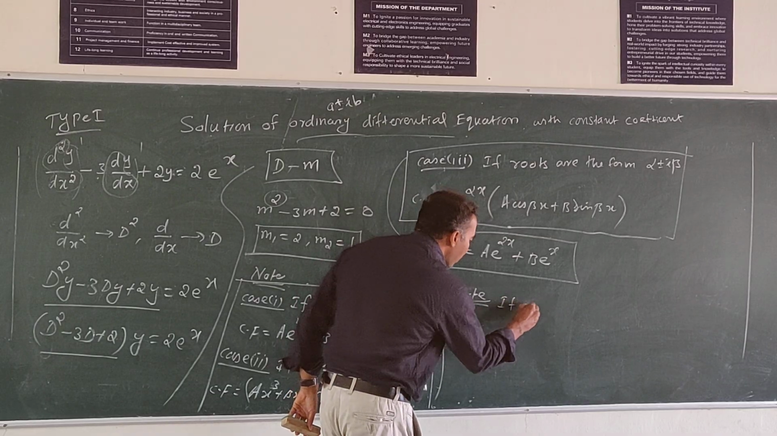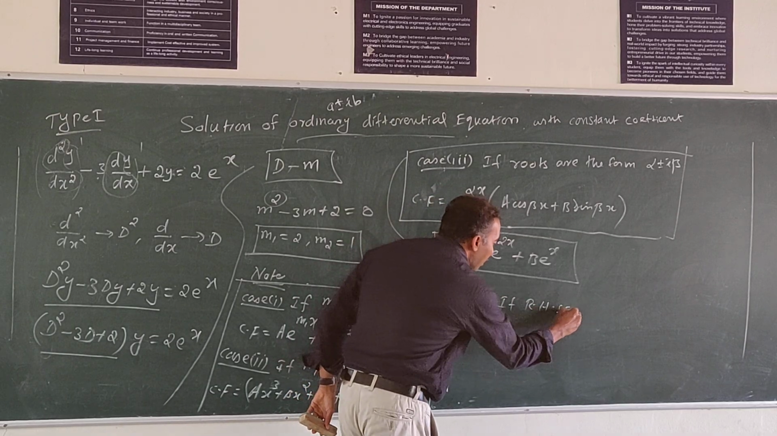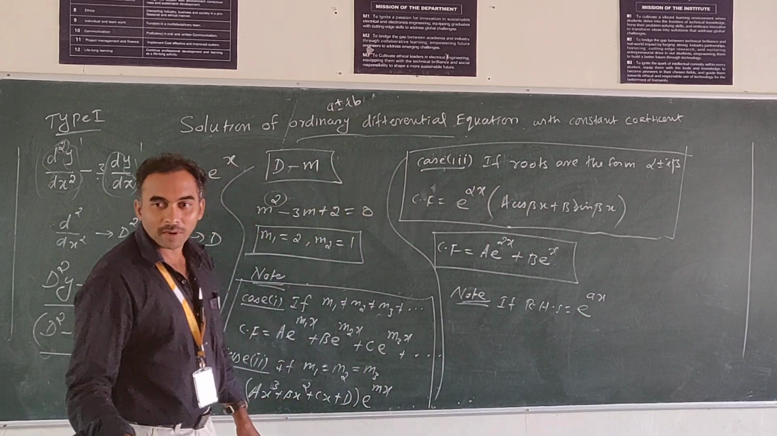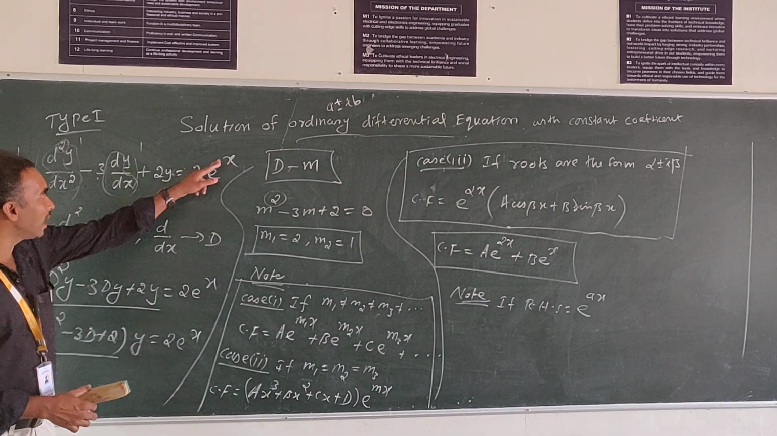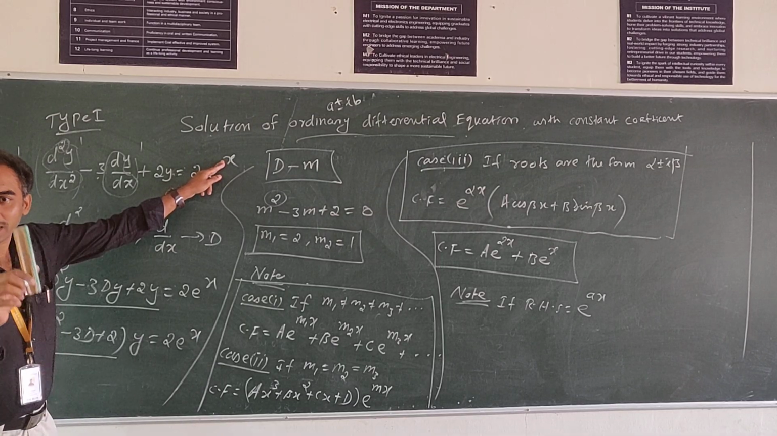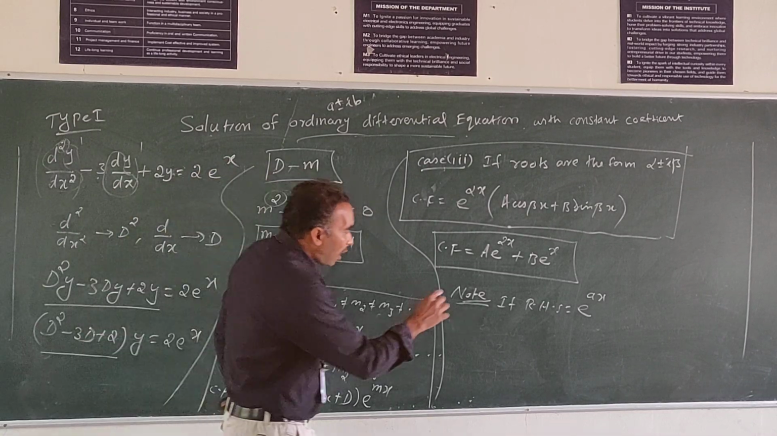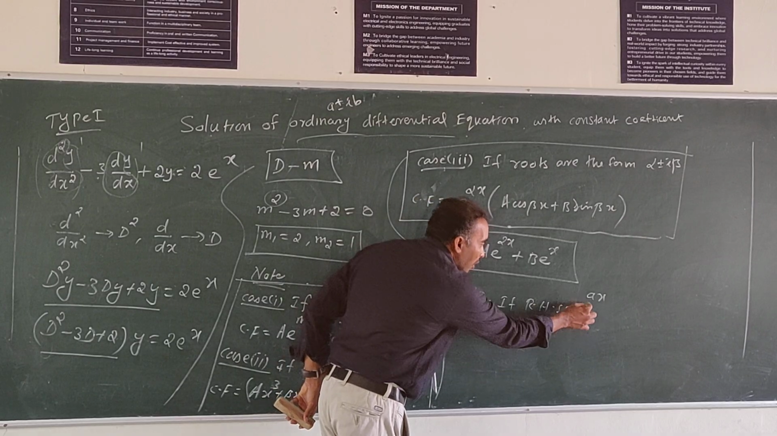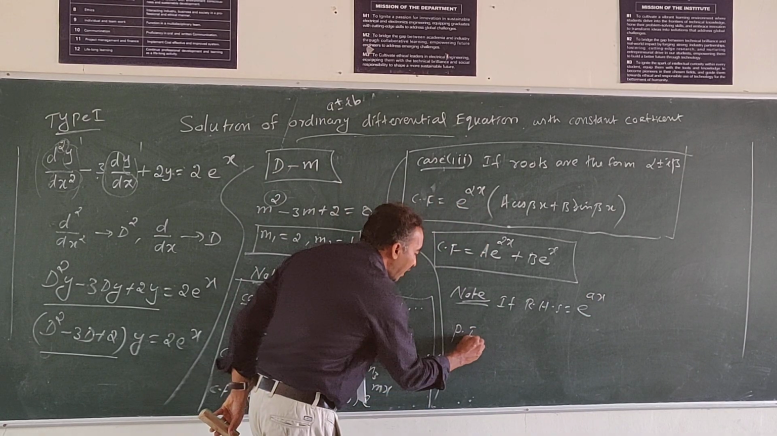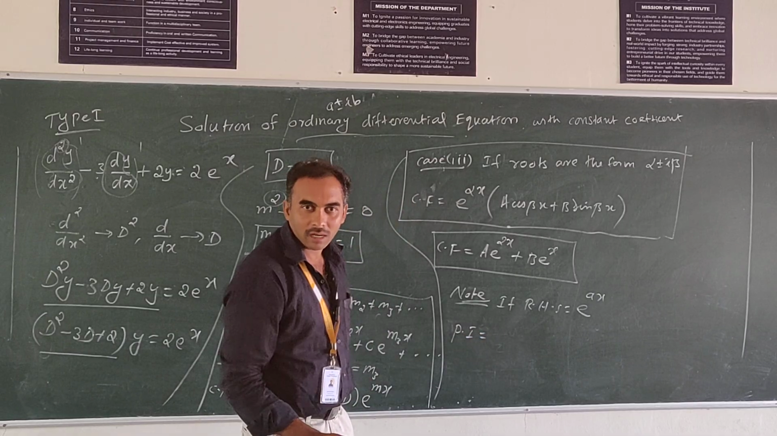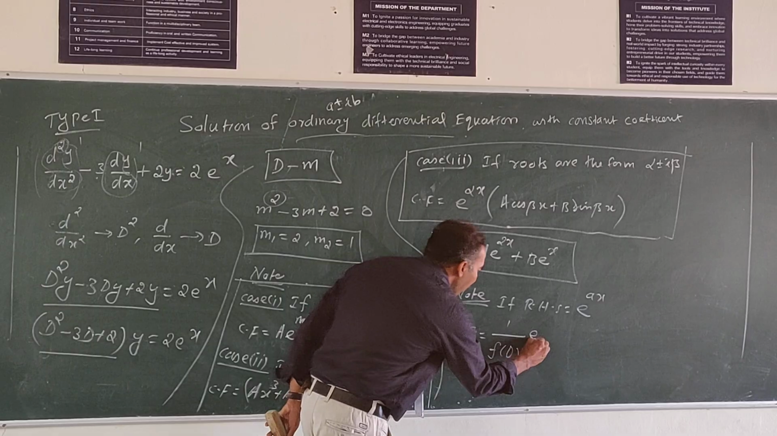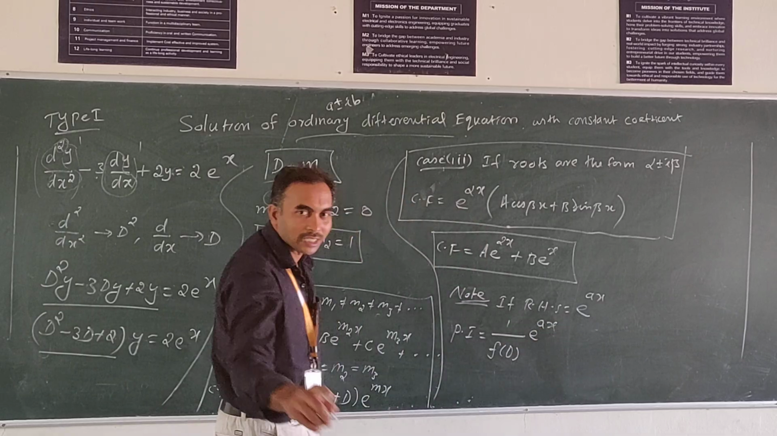Case: if RHS equals e power ax. Here what is the a? Instead of a, here 1 is there. So if the right hand side equals e power ax, then for the particular integral, we have to find 1 divided by f of D, e power ax. We have to write like this. What is f of D?